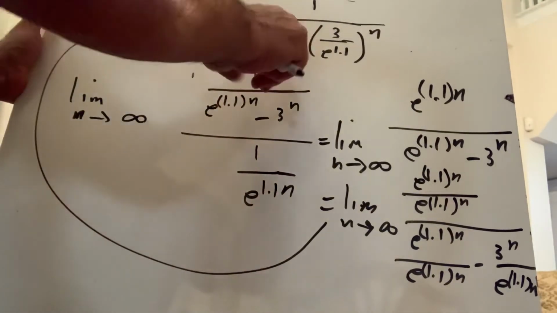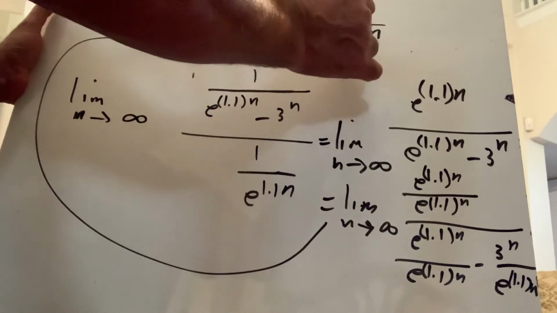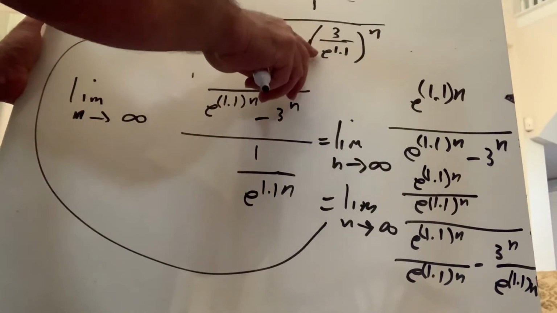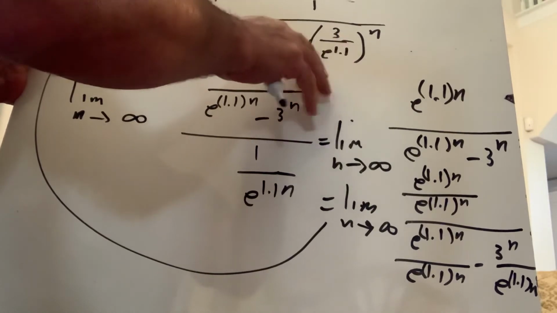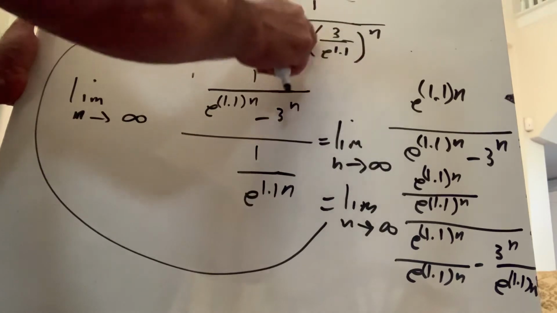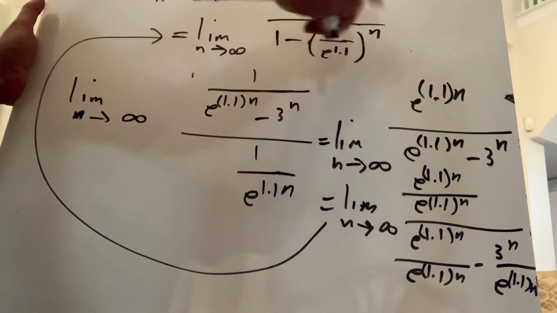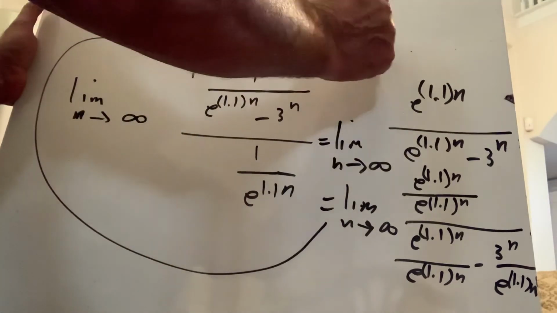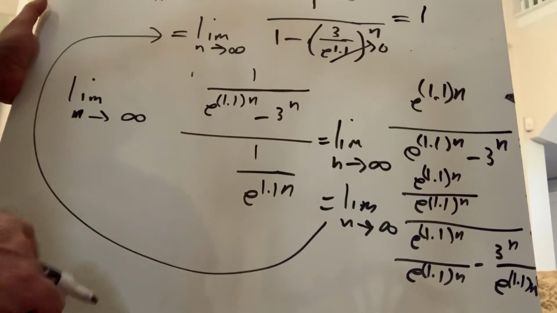Now why is that important? Because as n goes to infinity, this is the base of your expression, and this base is less than 1. Why is it less than 1? Because remember e to the 1.1 is 3 point something, so the bottom is larger than the top, and your base is less than 1. Anytime you raise a number less than 1 to a bigger and bigger power, it goes to 0. So this term goes to 0, and all you have is 1 over 1, which becomes 1.